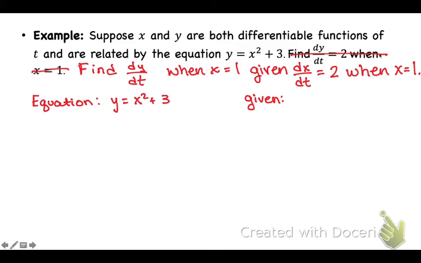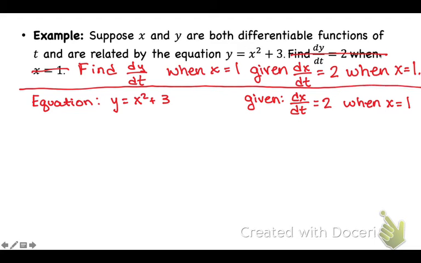What they give me: dx over dt equals 2 when x is 1. And then you're going to write, I'm going to put a line between this because that's the problem there, right? And then you're going to write "find."